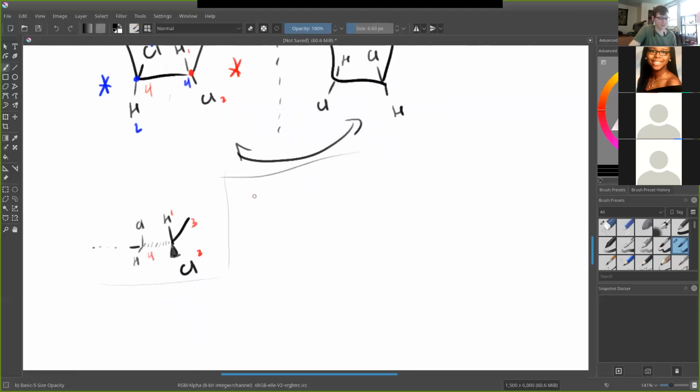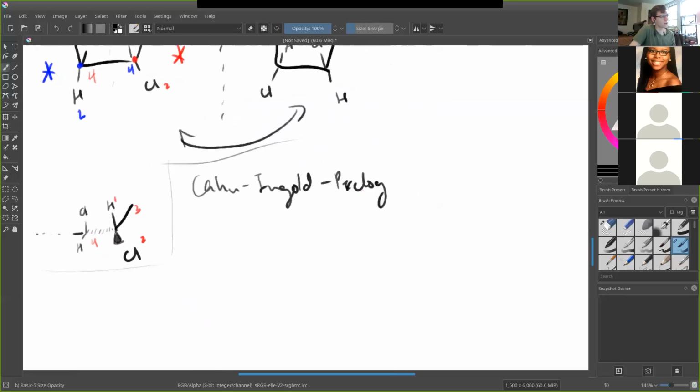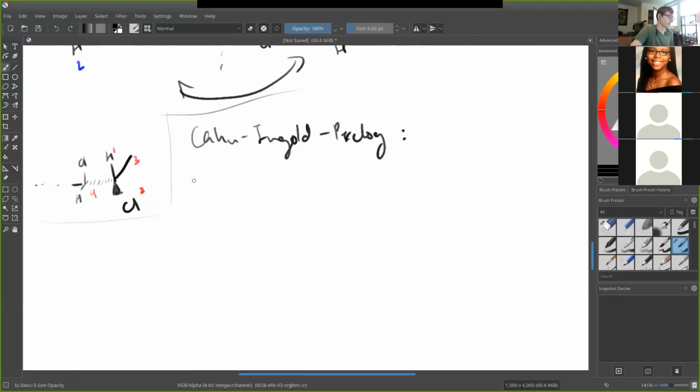So there's this system called Cahn-Ingold-Prelog. I hope I spelled all of those right. And here's the way that it works. Okay. So let's say you have a carbon with 4 different substituents, right? That's the easiest way to identify if you have a chiral center. So let's say you see something that has 4 different things. What do we do?